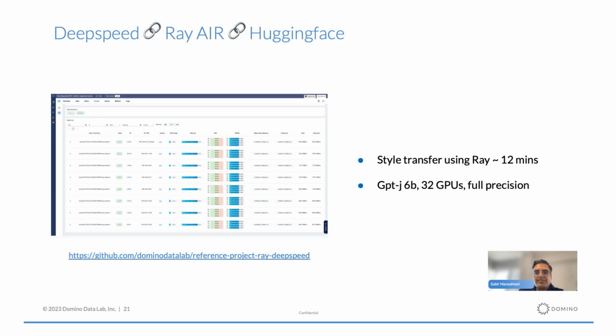In this particular example, we took a GPT-J model. That's a 6 billion parameter model. And we used it for a style transfer task using Ray. We spun up around 32 GPUs, and it took less than 10 minutes to train this entire model. All of this happened in an ephemeral fashion, and I'll walk you through this code in a moment.